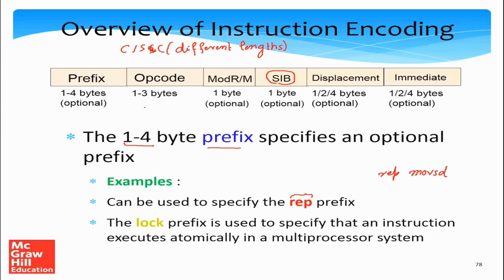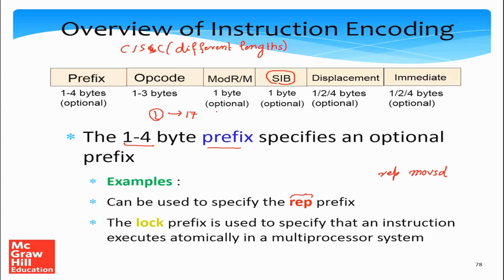If we take a look at this, the smallest size of an instruction can be 1 byte because it will just have a 1 byte opcode. The largest size theoretically can be 4 plus 3 is 7, 8, 9 plus 4 is 13, plus 4 is 17. So anywhere from 1 to 17 bytes, we can have an instruction.